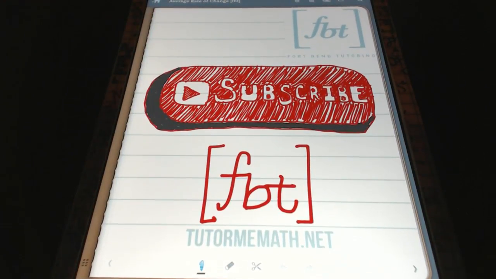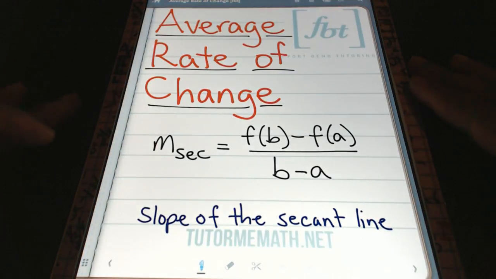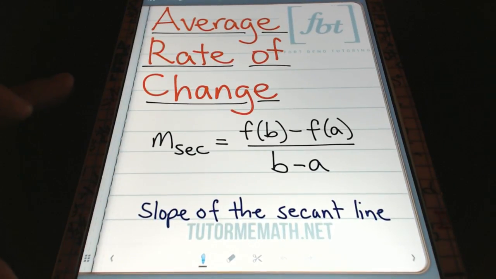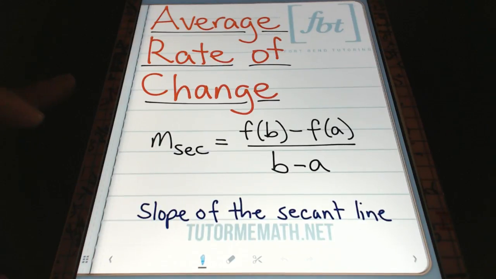Ladies and gentlemen, let us go ahead and get started here with the following information. We have the average rate of change. That's what we got going on right here. I think I want to zoom in just a tad bit. There we go. And let's see what we got going on here.